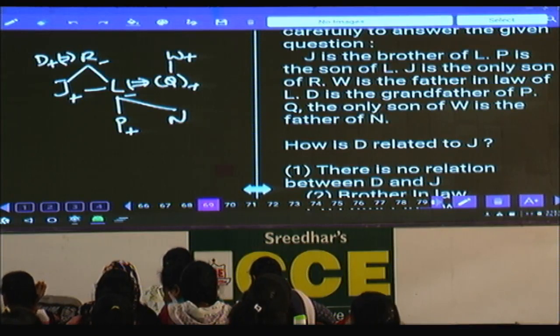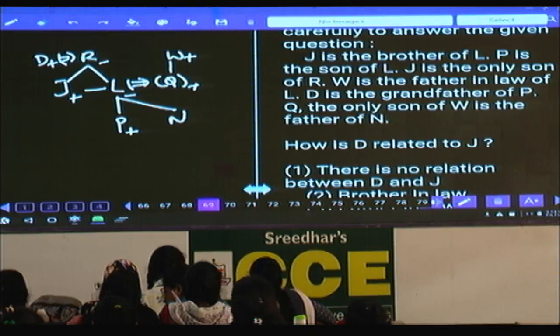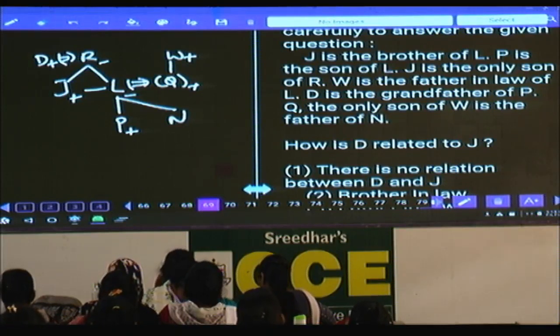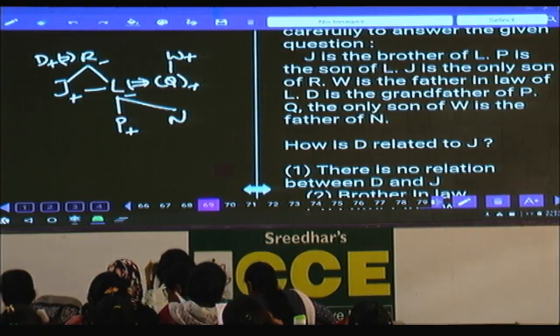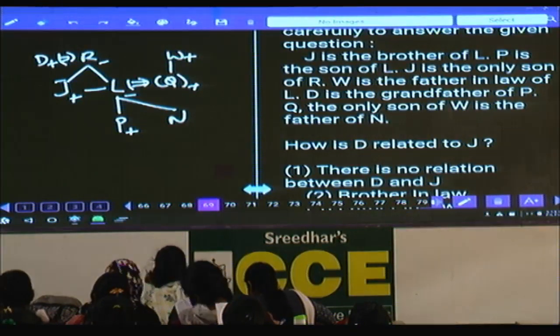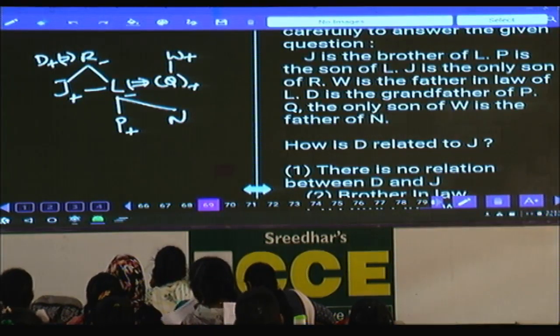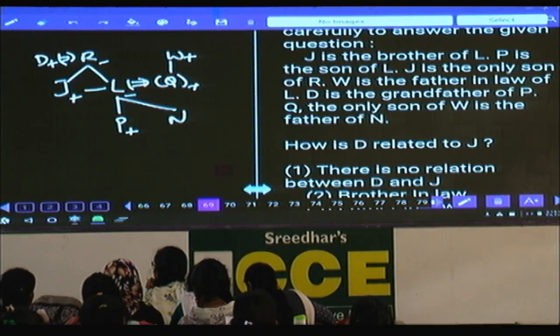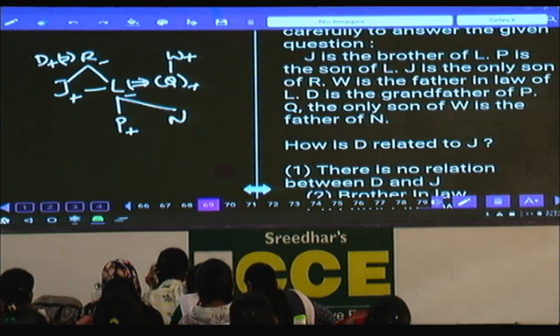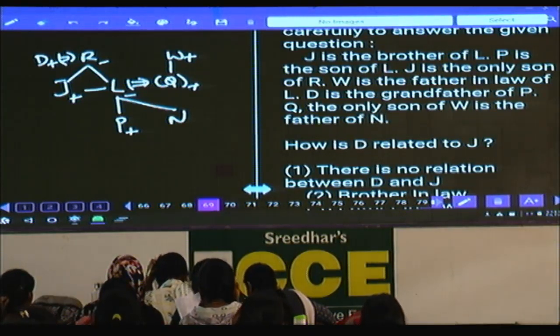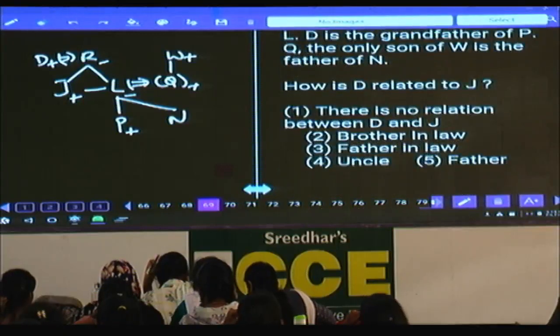Here he is talking about whom? Q. Q is the subject here. The only son of W is the father of N. Who is the father of N? Q is the father of N. Clear? Here he is not talking about W. Then next one, how is D related to J? D is the father of J. And father, that is given in choice 5.